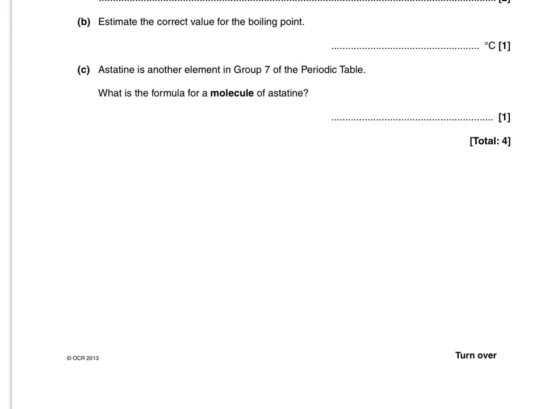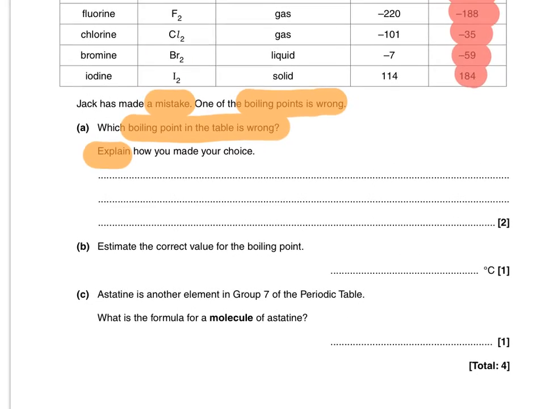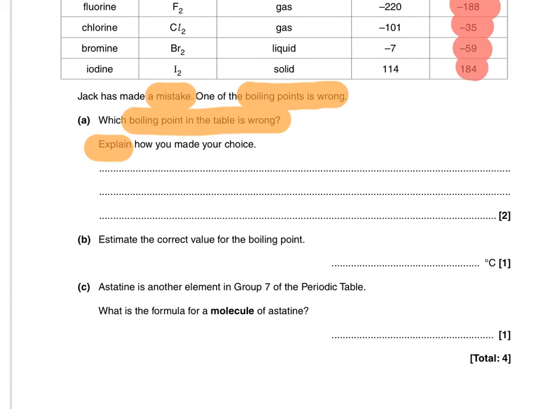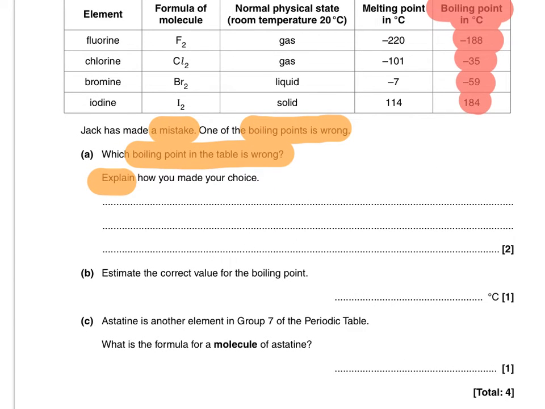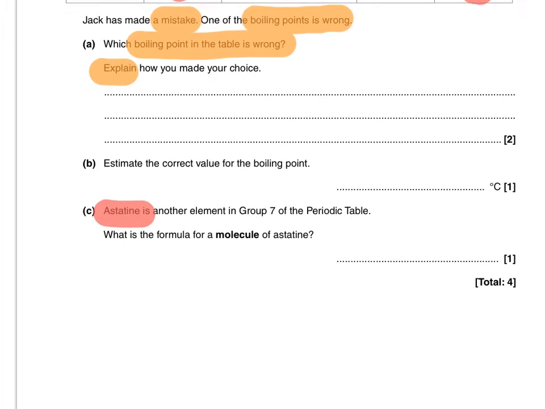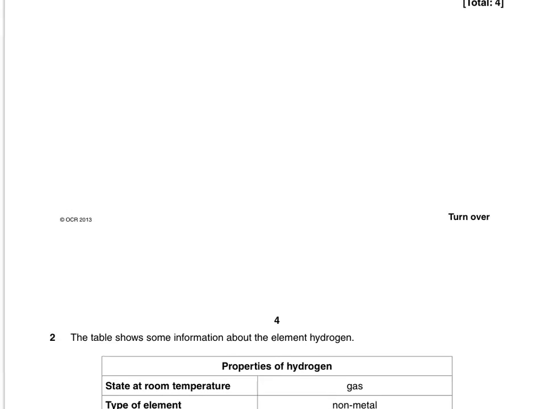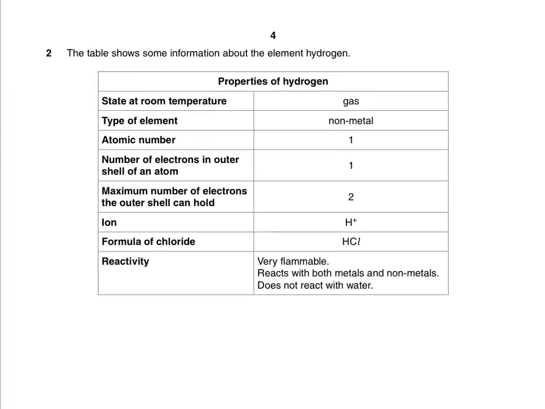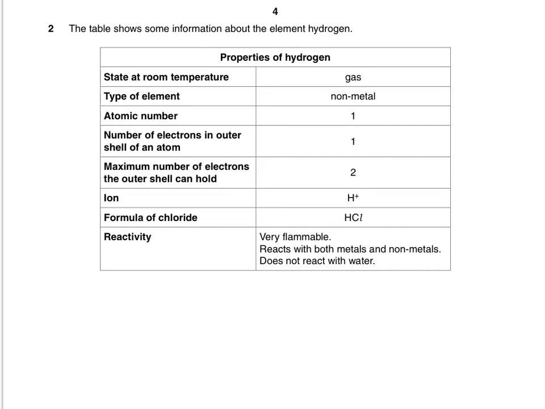Astatine is another element in group 7 of the periodic table. What's the formula for a molecule of astatine? Well, we've got the formula here, and we know that we can look in the periodic table for astatine. So we should be able to use that information to figure that out. So there's nothing there that really requires any knowledge at all. It's all given in the table or on the periodic table. So nothing difficult there. On those questions where you get all that information, please make sure you use it.